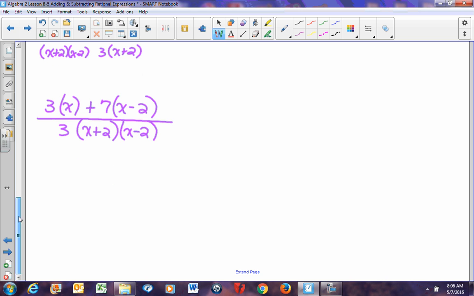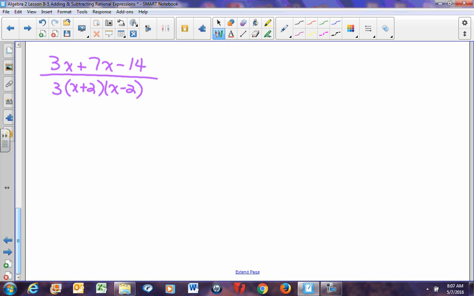So on the numerator, you get 3x plus 7x minus 14 all over 3 times x plus 2 times x minus 2. Simplifying that numerator, 3x and 7x is 10x minus 14 all over 3 times x plus 2 times x minus 2. Now I can factor my numerator, but I know the only thing I can take out of it is a 2, and I'll be left with x minus 7, so nothing simplifies, so there's no point in factoring out that 2. So I will leave it like that, stating my restrictions. My restrictions are x cannot equal positive and negative 2.